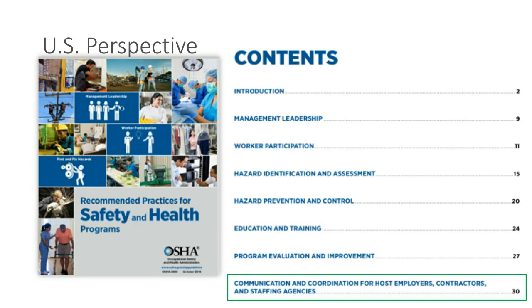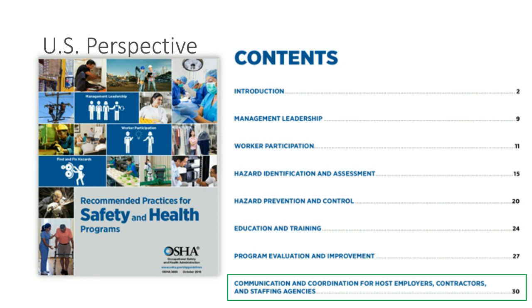Just to highlight, we are seeing that from a U.S. perspective. Certainly OSHA, in their recommended practice for safety and health programs, has a document for general industry and one for construction. It talks about the basic contents, which most people will accept as a safety management program. The elements: management leadership, worker participation, which of course gains greater focus in recent years, hazard identification, hazard prevention, education and training, program evaluation. Any management system has these key elements.